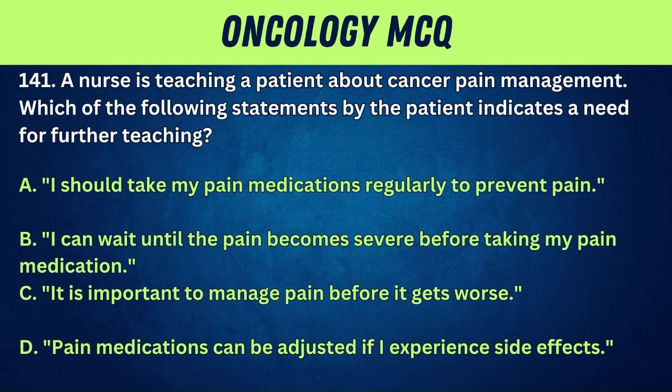141. A nurse is teaching a patient about cancer pain management. Which of the following statements by the patient indicates a need for further teaching? A. I should take my pain medications regularly to prevent pain. B. I can wait until the pain becomes severe before taking my pain medication. C. It is important to manage pain before it gets worse. D. Pain medications can be adjusted if I experience side effects.